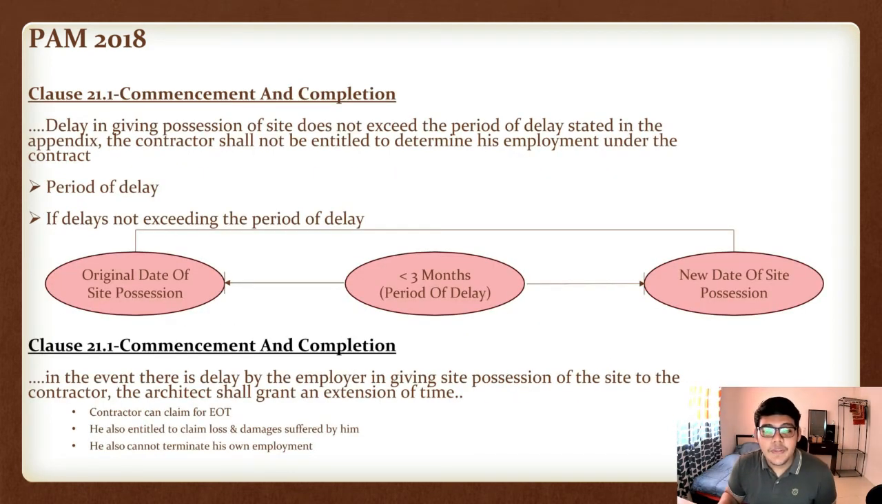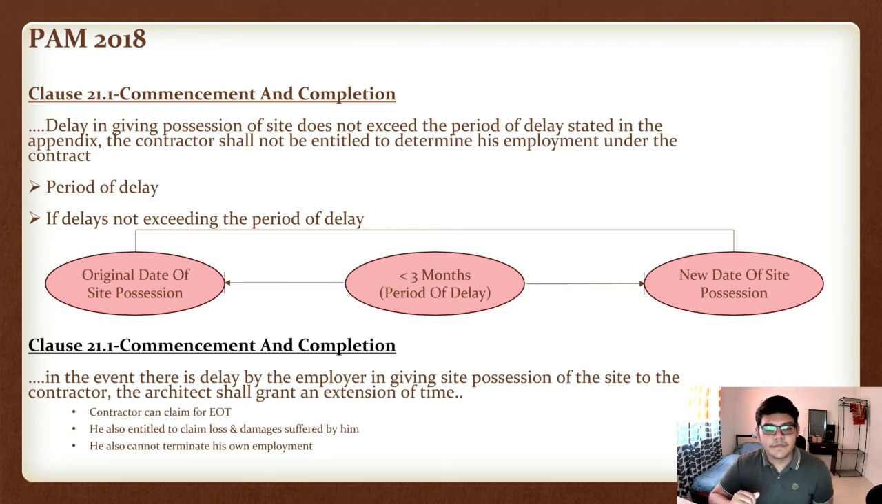Based on clause 21.1 commencement and completion, it is also stated that if the delay in giving possession of site does not exceed the period of delay stated in the appendix, the contractor shall not be entitled to determine his employment under the contract. Based on these clauses, if the period of delay is not stated in the appendix, it shall be continuously 3 months. Now, if the delay does not exceed the period of delay, as you can see in the figure, the original date of site possession and the new date of site possession do not exceed 3 months.